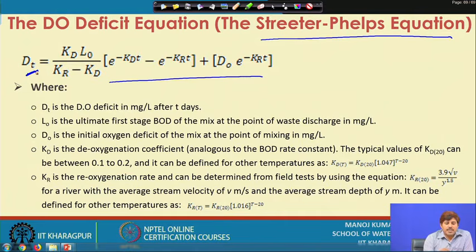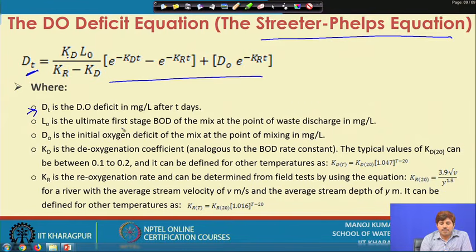Okay. So, the equation is that the DO deficit at any given point of time t, where D is the deficit, is equal to Kd into L0 upon Kr minus Kd, times e to the power minus Kd t minus e to the power minus Kr t, plus D0 e to the power minus Kr t. So, here Dt is the DO deficit at any given point of time t.